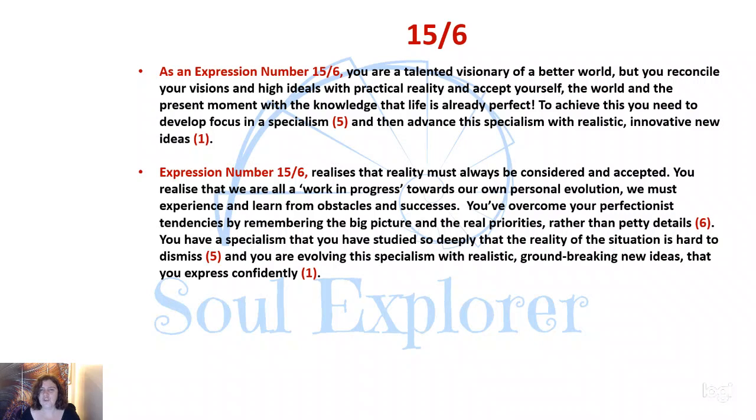You become a specialist in your subject, and then you can advance this specialism in the 1 energy with realistic, because of the 6, innovative new ideas. So a 1-5-6 who is top of their game, expressing their talent energy to the full, realises that reality must always be considered and accepted. You're a visionary of something better, but you realise that it doesn't always happen like that, and you're quite happy to accept that. You realise that we're all a work in progress towards our own personal evolution.